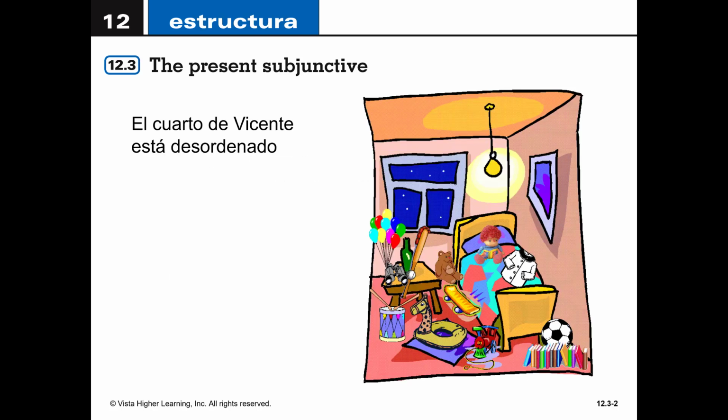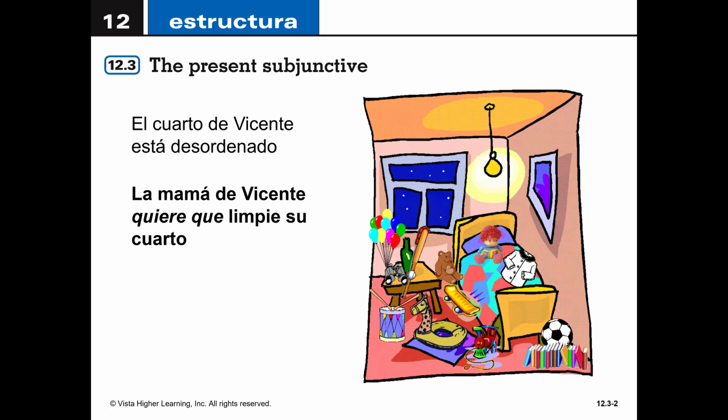I'll give you an example. So in this picture, the sentence that I have next to it says, El cuarto de Vicente está desordenado. That's a fact, right? If we look at that room, it's really messy. Now, I could have an attitude toward that room, or maybe Vicente's mother could feel a certain way toward the fact that his room is messy. And so she could express something that she wants to happen. It hasn't happened yet, but she wants for that to happen.